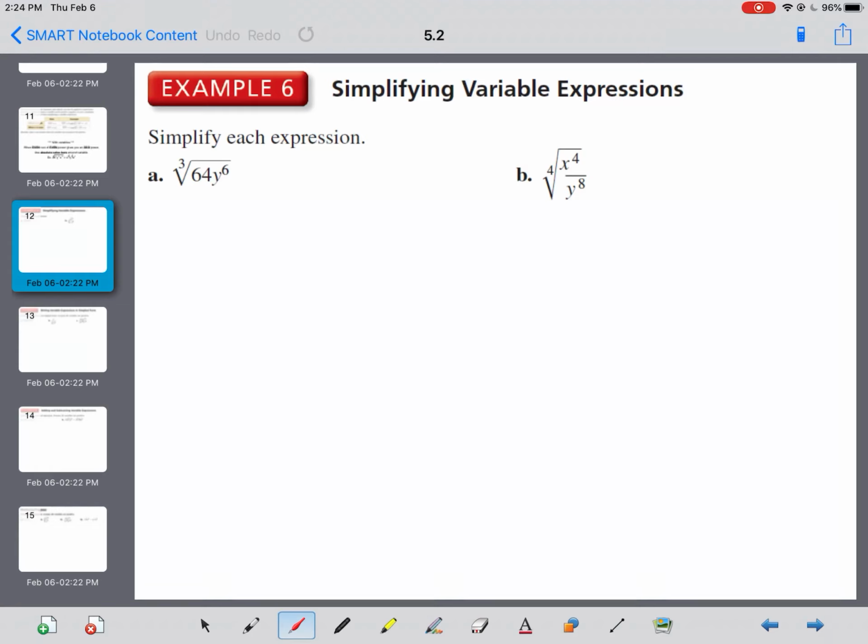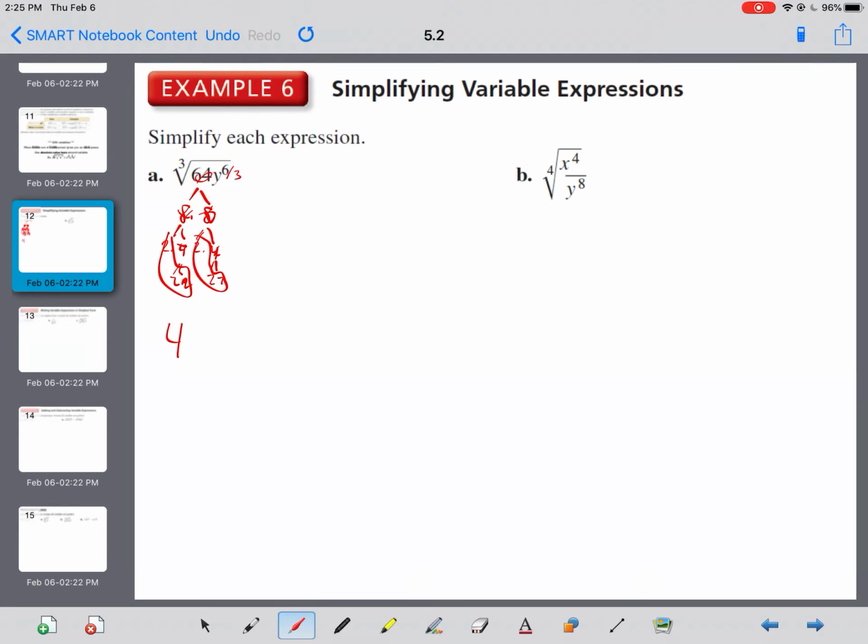So simplify. Third root. This is an odd, so we don't have to worry about the bars. All we have to do is third root it. So 64 is 8 times 8. 8 is 2 times 4. 4 is 2 times 2. I got 3 2s. 2 2s come out, so 4 comes out of there.